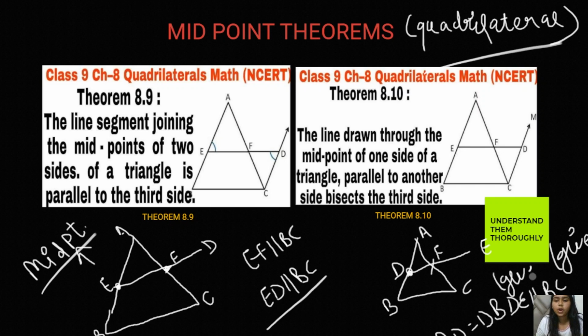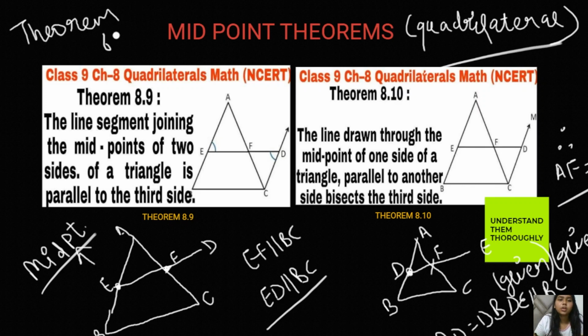So according to this theorem, when the line formed through the midpoint of one side is parallel to the third side, then it bisects the second side. It means from this theorem AF will be equal to FC. This is basically the converse of the earlier theorem. So theorem 8.10 is the converse of theorem 8.9, and both of them are known as the midpoint theorems.